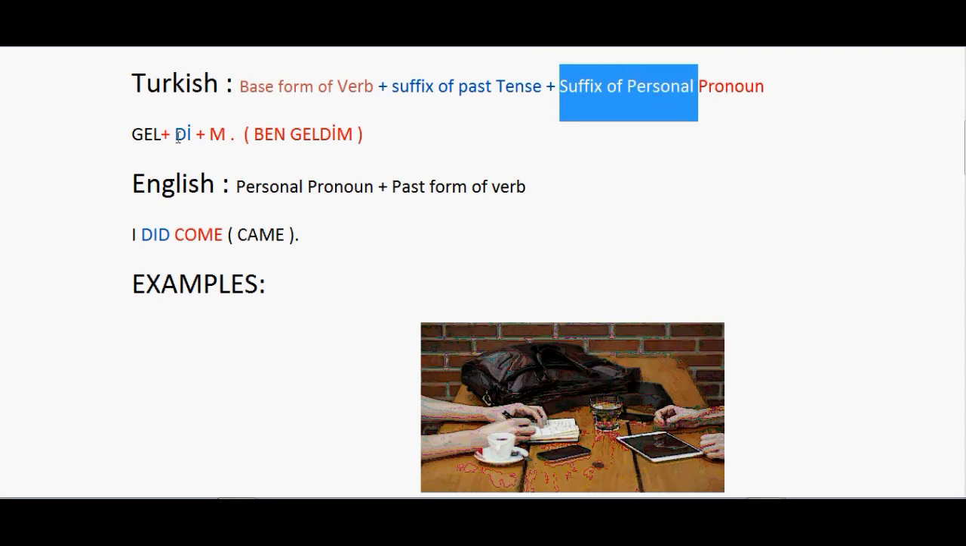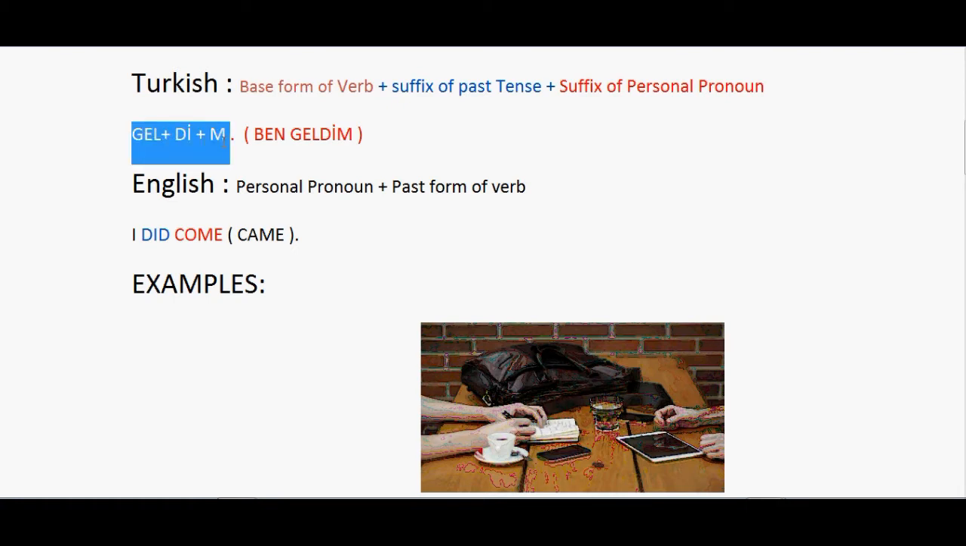For example, there's a base form here, gel, which means come. After that I use the suffix of past simple tense, which is d. And after that the person, which is me, that means I. So here I use am. So geldim. Or you can say ben geldim.